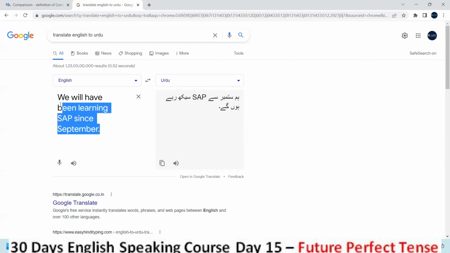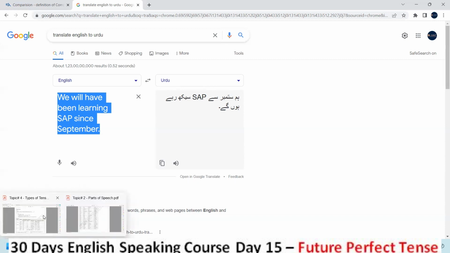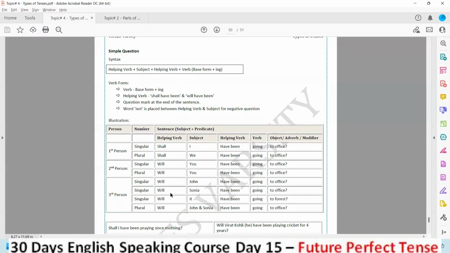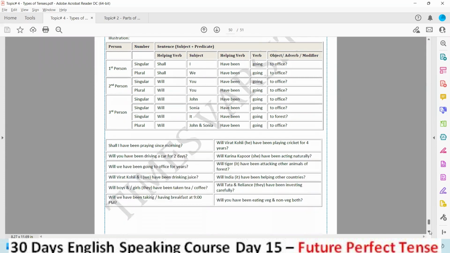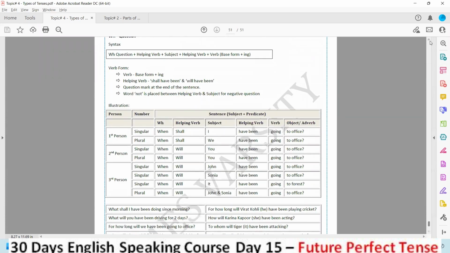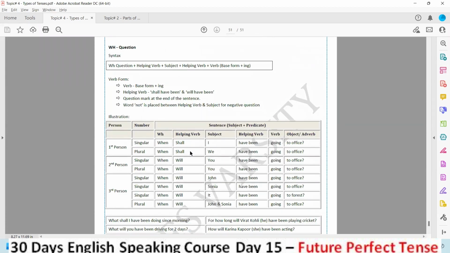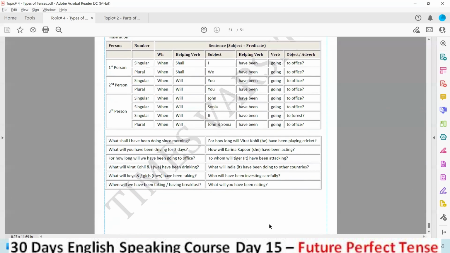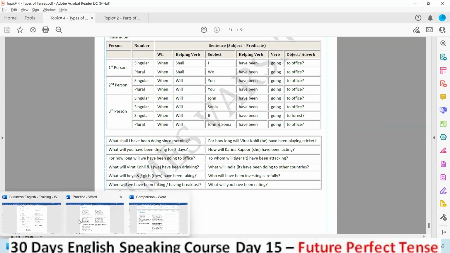So this is an affirmative sentence in future perfect continuous, right? And as the same rule is applied, even for a simple question, only one helping verb, then subject, then the remaining helping verbs are used. And when we talk about a WH question here, WH word, then the first helping verb, subject, and then the remaining two helping verbs, the ing form of the verb, and the remaining sentence.